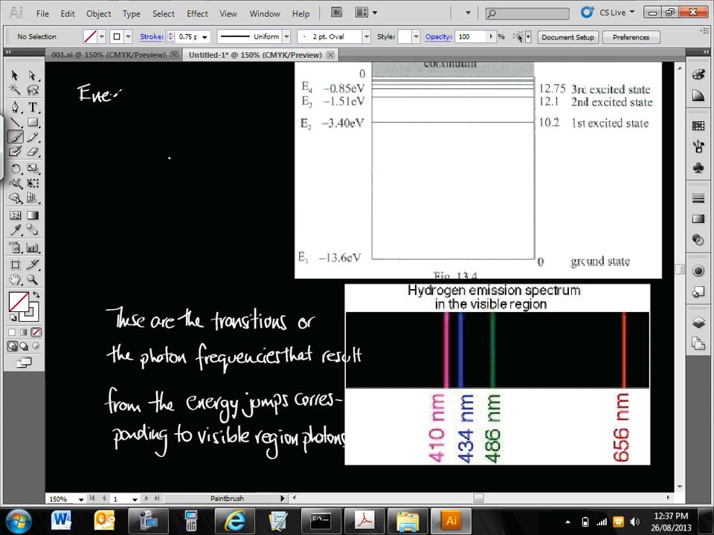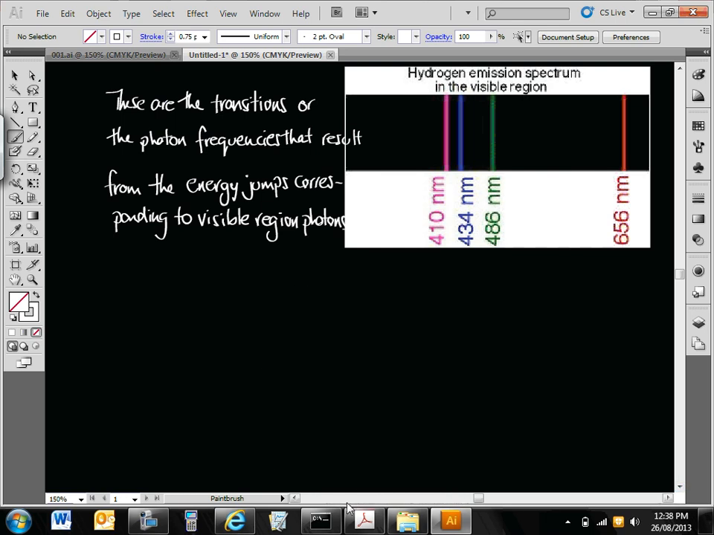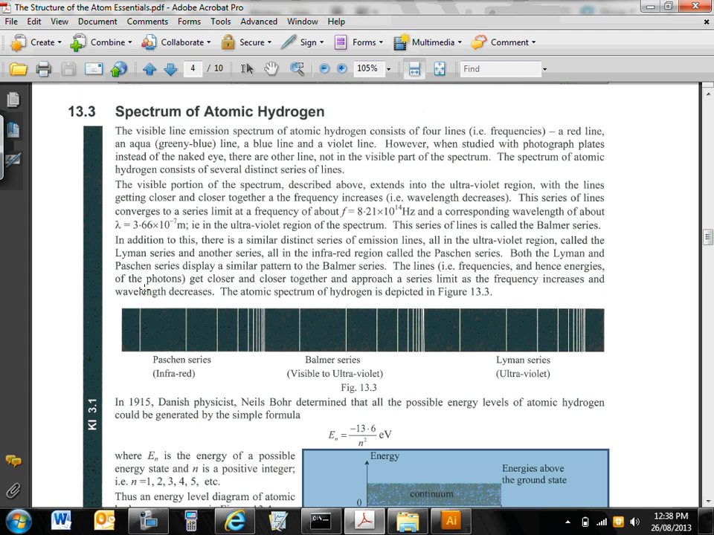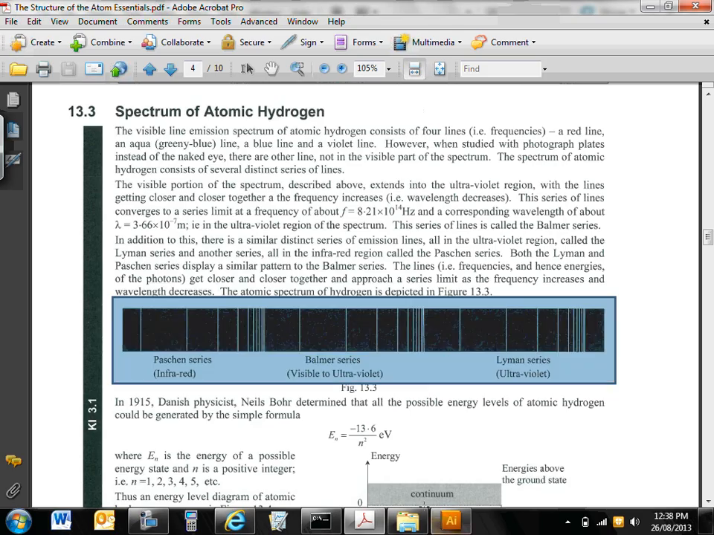This is an energy level diagram for hydrogen. Now, when I say hydrogen, I mean atomic hydrogen, so not the molecule hydrogen. This is just an atom of hydrogen. In fact, it's not just those energy levels that we see, those energy jumps that we see. We see quite a few more lines. And here they are.